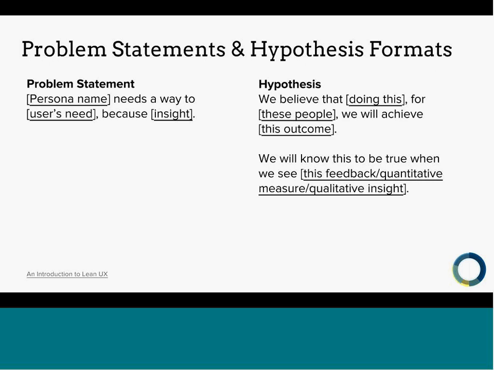So problem statement is: persona name needs a way to blank because of this insight. We believe that doing this for these people will achieve this outcome, and we'll know this to be true when we see this feedback or quantitative measure.